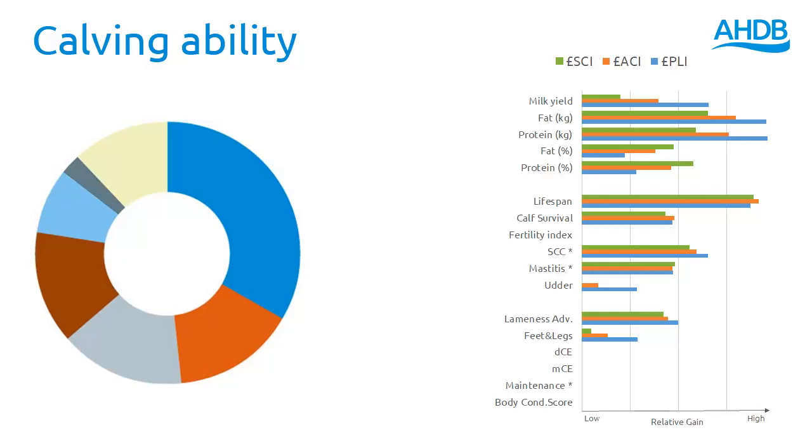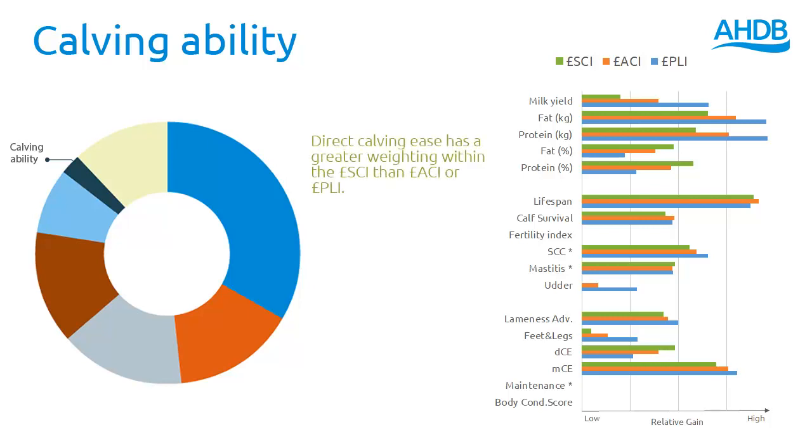Calving ability. Direct calving ease has a greater weighting within the SCI than ACI or PLI. The reverse is the case for maternal calving ease, which has a greater gain within the PLI, followed closely by the ACI.